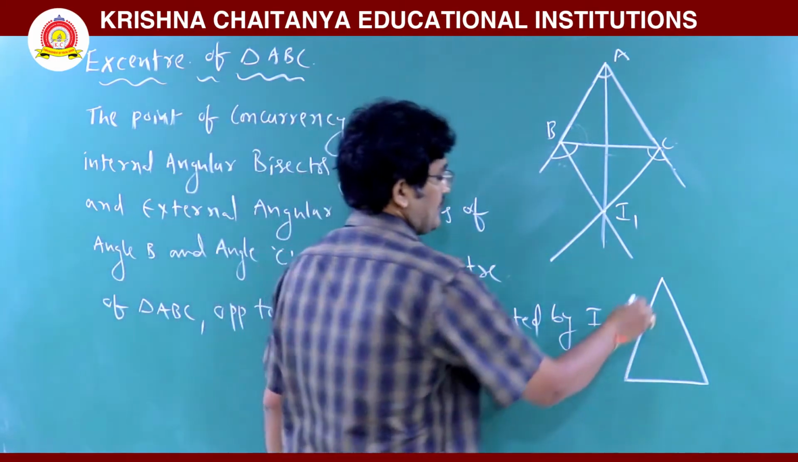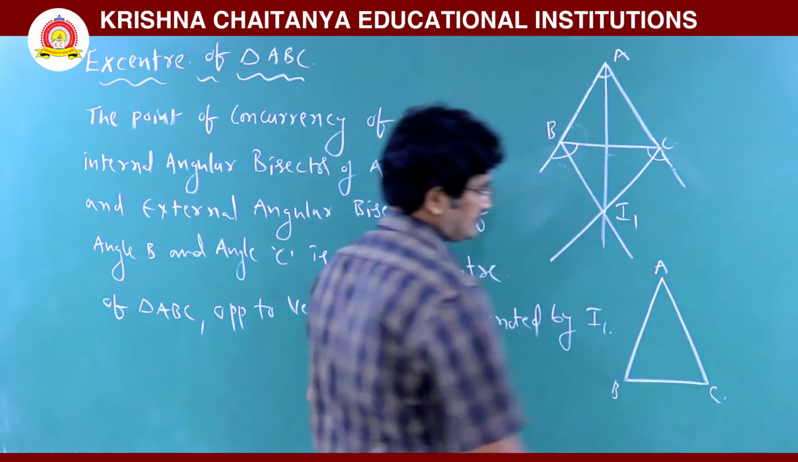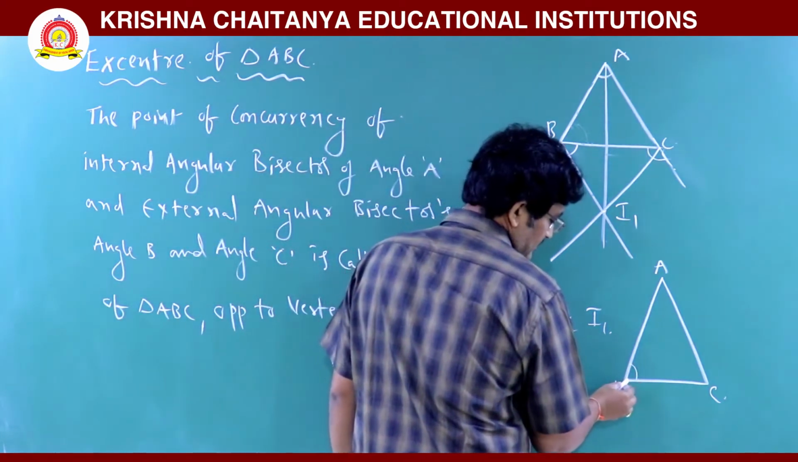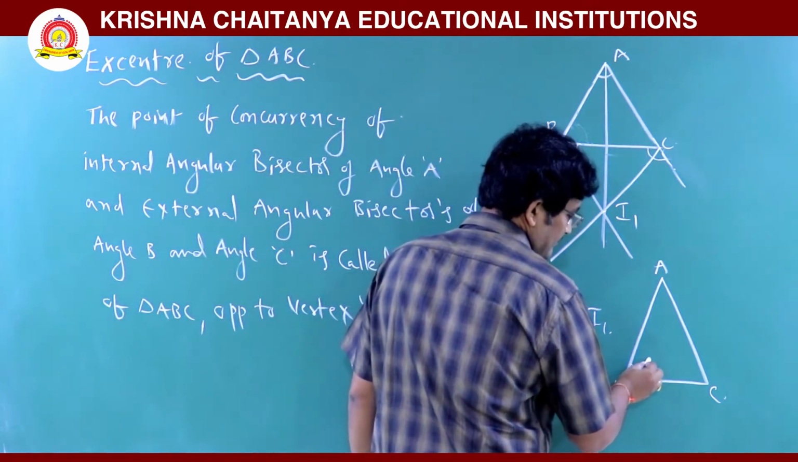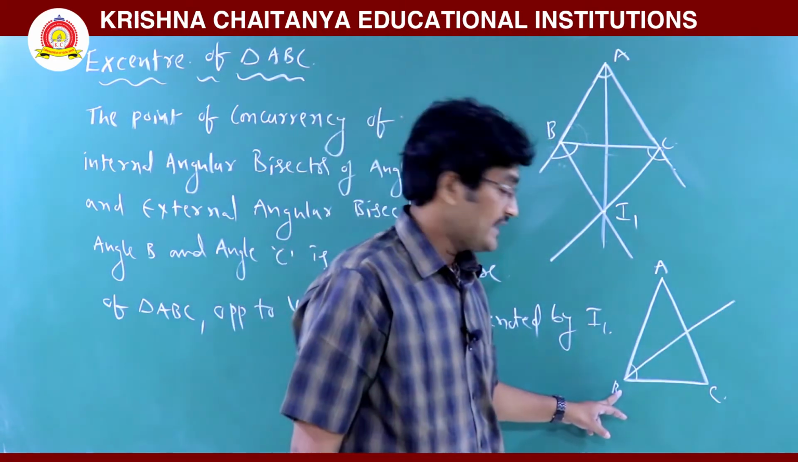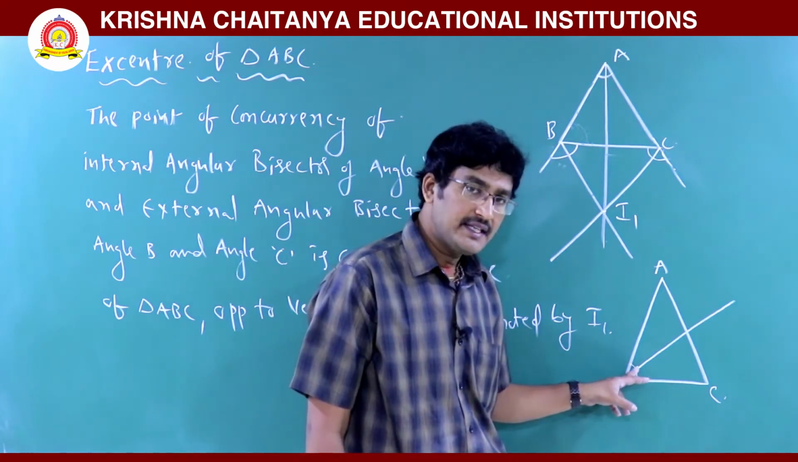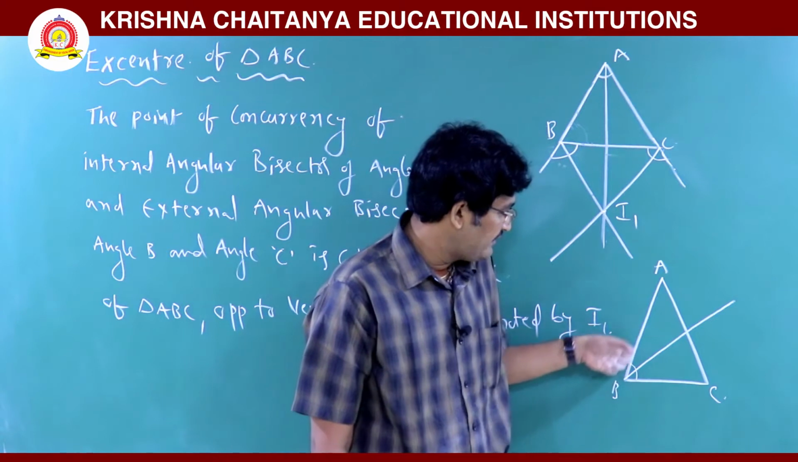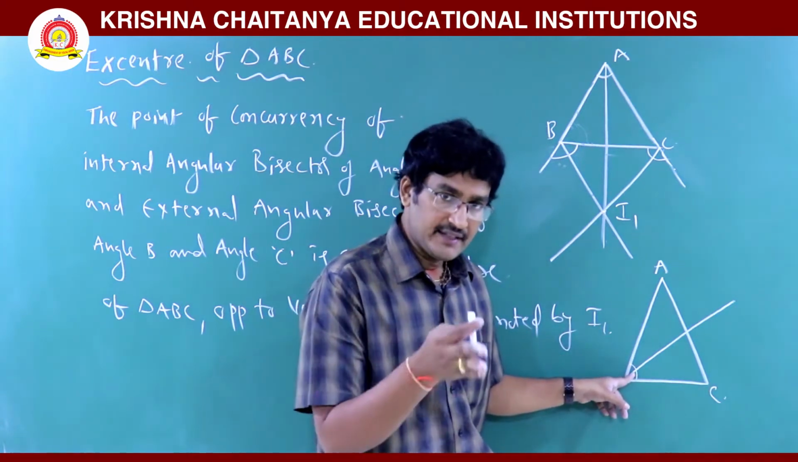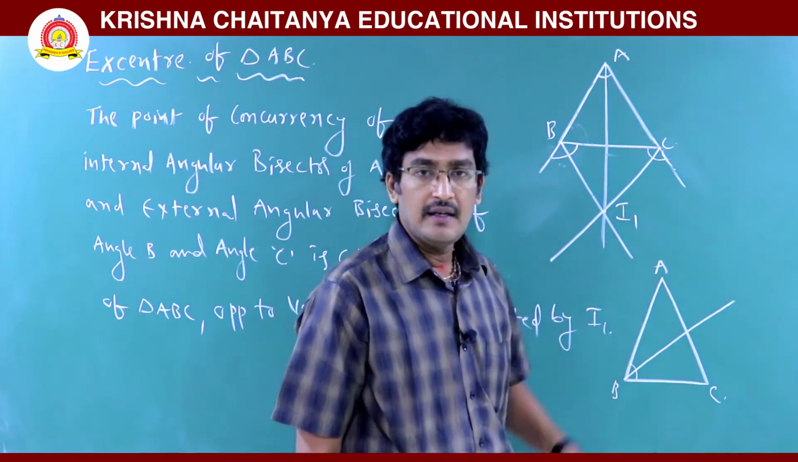So this is A, this is B, this is C. This is the angle B. This is the line that bisects angle B. It is an internal angle, inside of the triangle. So this is the angle between BA bar and BC bar, which is located inside of the triangle. So this line bisects that angle, so it is the internal angular bisector of B.